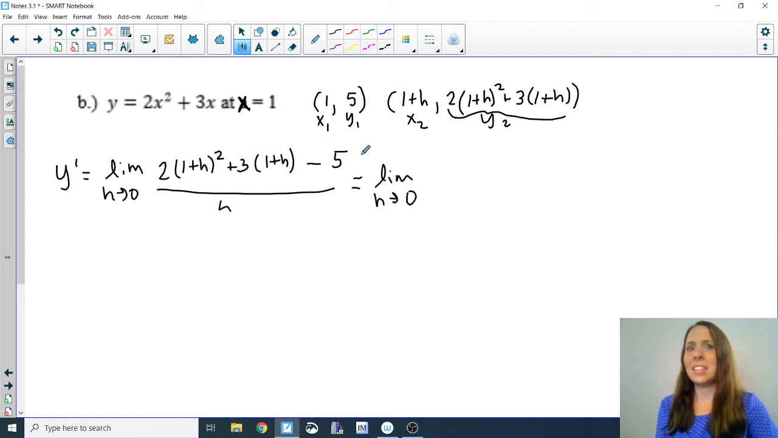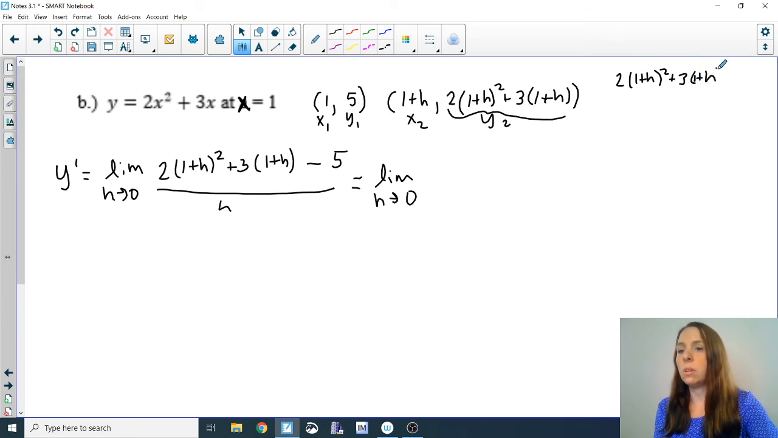is get this 5 to cancel. That's kind of important because then that'll lead to getting this h to cancel. That h needs to get out of there. So what we're going to do here, when I was talking about side calculations, I don't know how much of this you want to write in your work here. We have 2 times the quantity 1 plus h squared plus 3 times 1 plus h. I keep forgetting that 1 there.